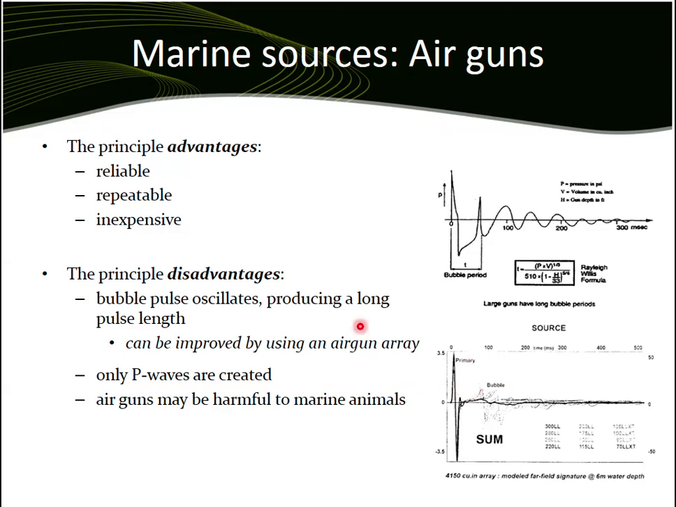Another thing is that only P waves can be created. So the question is why S waves cannot be created using the air gun. So you need to find your own answer for it. Some more, the environmentalists always do some demonstration on the impact of the seismic air gun on marine animals.